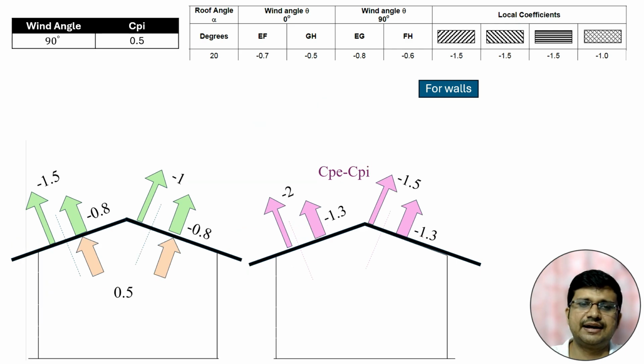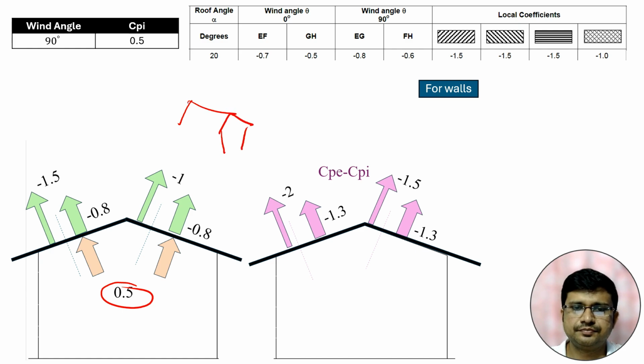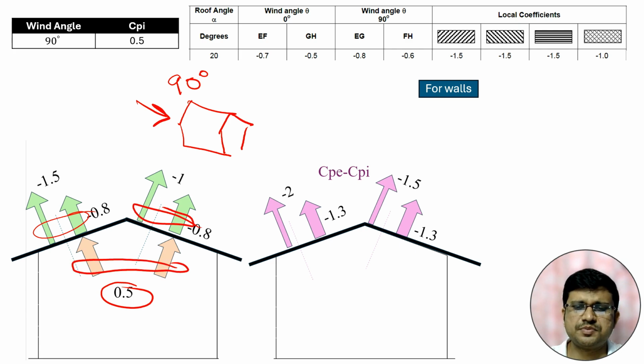So now when the wind angle is 90 degrees and the internal pressure coefficient is plus 0.5. Wind angle 90 degrees means this is our pitch roof and wind is coming from this direction, at 90 degrees. So when wind comes from this direction, this will be CPE, and at the bottom this will be CPI. So this will be the same as the previous problem, and we will calculate the value of CPE minus CPI like this. But what about the overhanging zone?